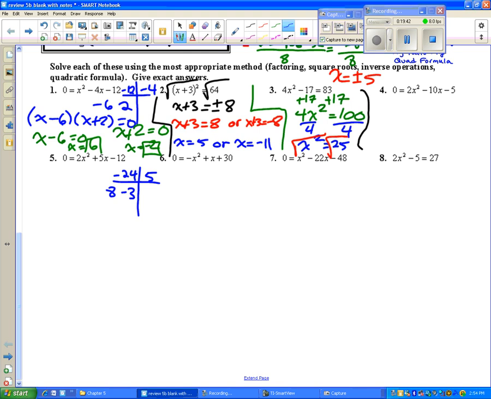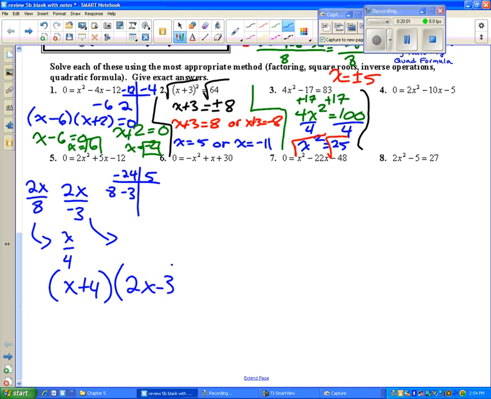So this is the California method. So this is 2x over 8, 2x over negative 3. This one will reduce to x over 4, which is the factor x plus 4. This one doesn't reduce, so this is the factor 2x minus 3, and I still have this equal to 0.